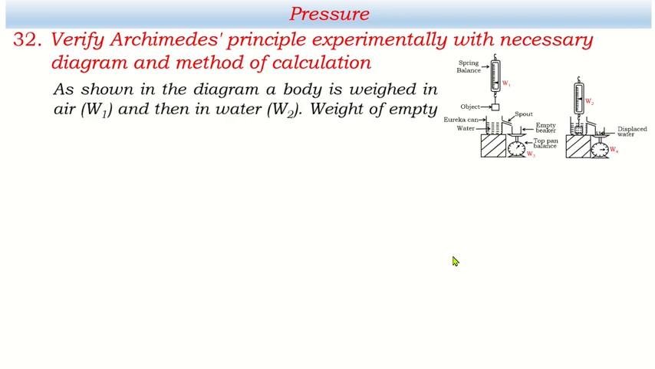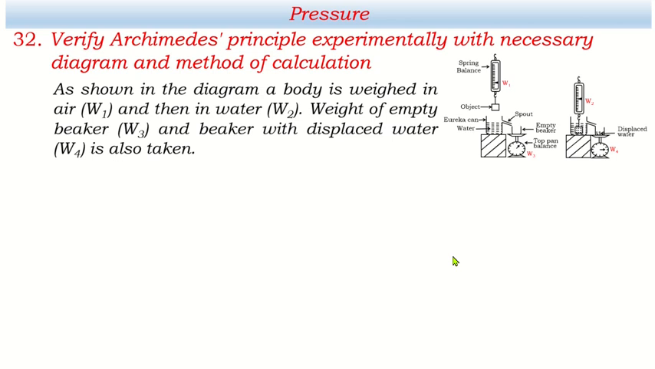As shown in the diagram, a body is weighed in air. Weight of the body in air is W1. It is mentioned here. And weight of the body in a liquid, water is taken here, is W2. And empty beaker, W3. And beaker plus displaced water, W4. Now we can say that here upthrust is equal to W1 minus W2 because upthrust is the difference of weight in air and liquid. It is the upthrust exerted by the liquid on the body. So W1 minus W2 is upthrust.